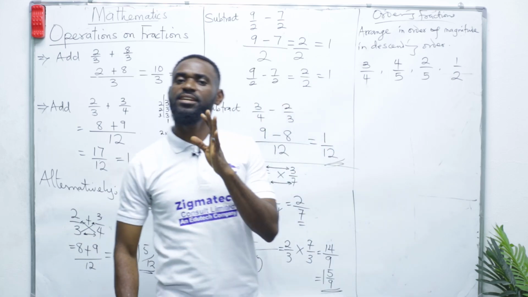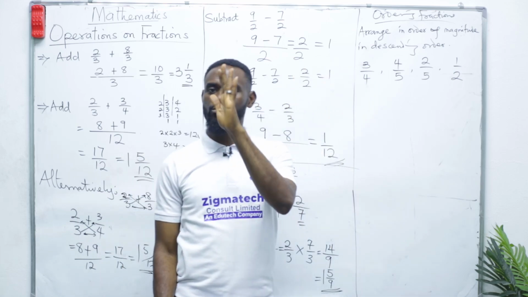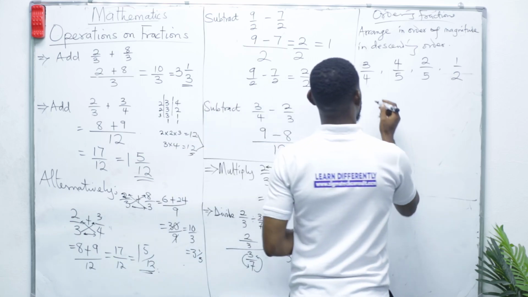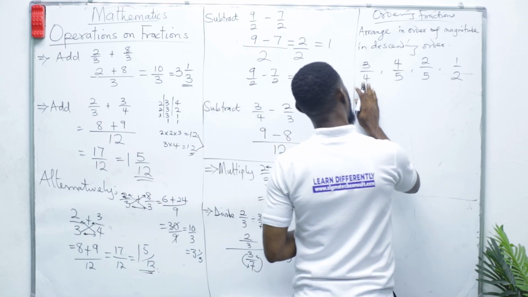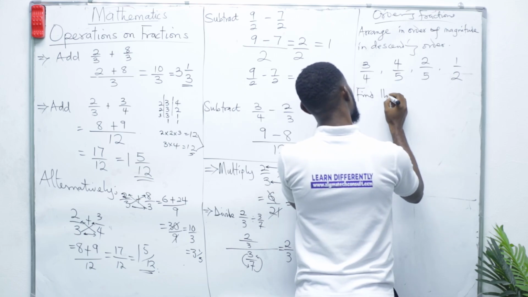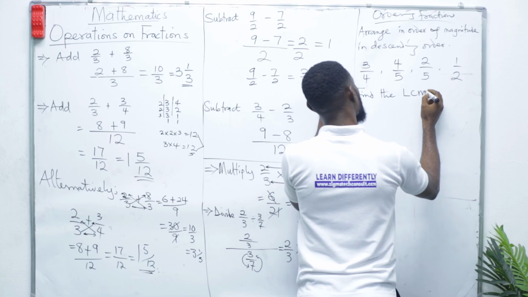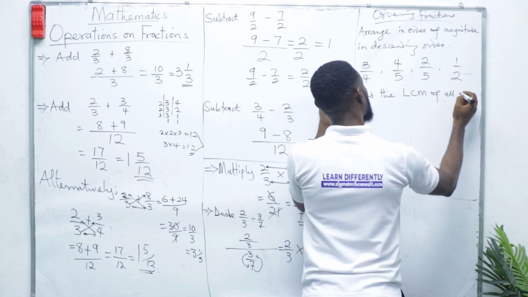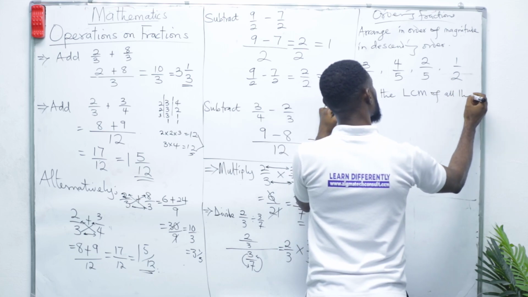In ordering fractions, look at the steps you must take. First, find the LCM of all the denominators.